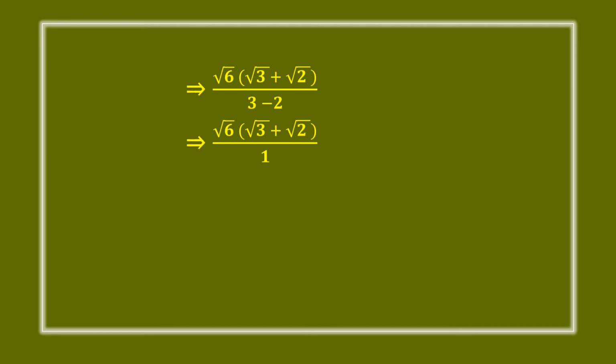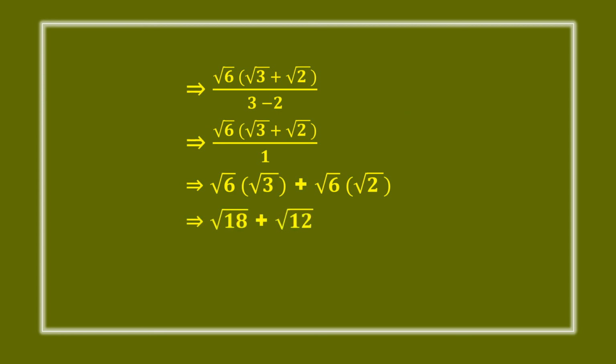And the next step, here you should distribute this root 6 to both root 3 and root 2, because they are under multiplication. So I can write as root 6 into root 3 plus root 6 into root 2. Okay, multiply, because root a into root b equals to root ab. Okay, so root 6 into root 3 is root 18 plus root 6 into root 2 is root 12. Okay, you can leave it, or else you can simplify it further.